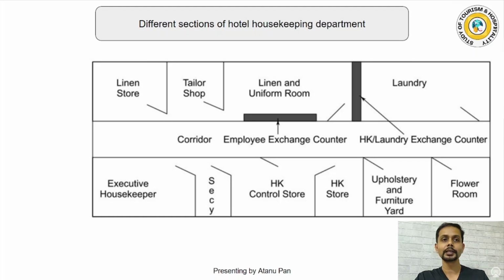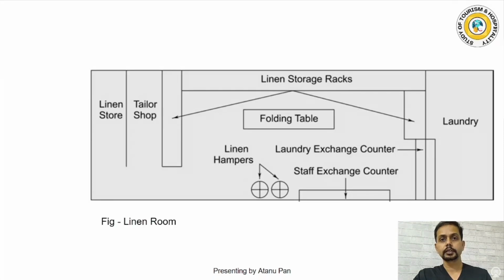All right, so that's all about the layout of the housekeeping department of a hotel, and these different sections perform different jobs or tasks, and they provide different services to the guest. Now this is a layout of a linen room in detail. In the previous slide you have seen the linen room and the total view of the layout of the housekeeping department. Now this is a detailed view of the linen room, what should be there inside it.